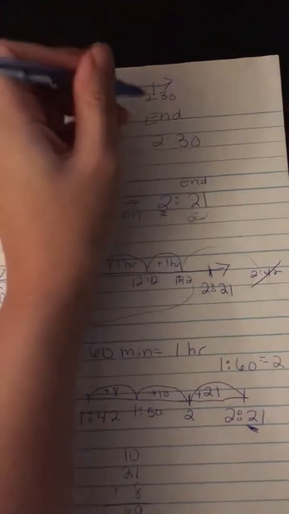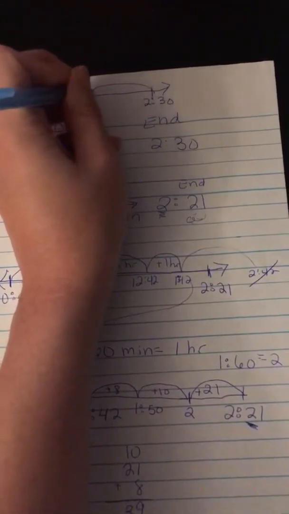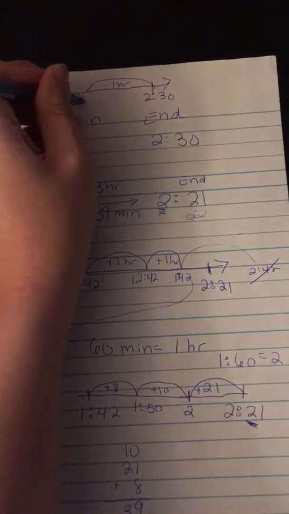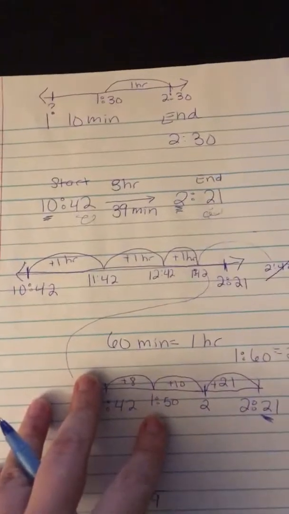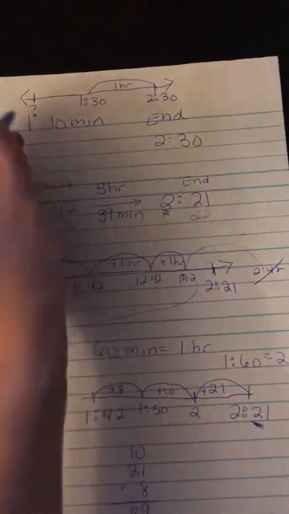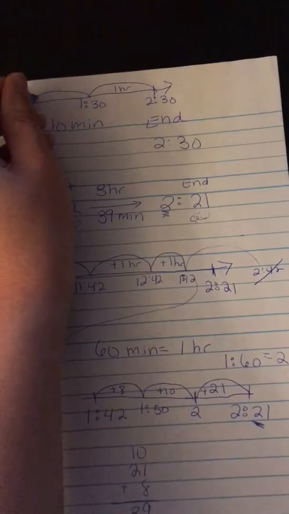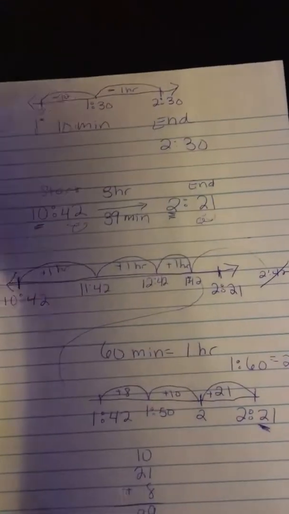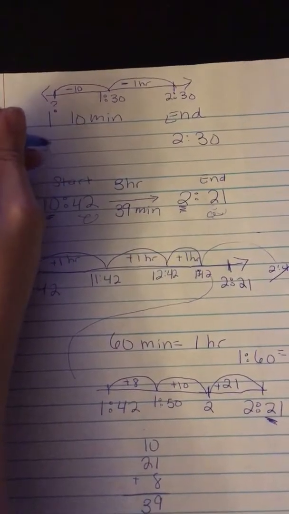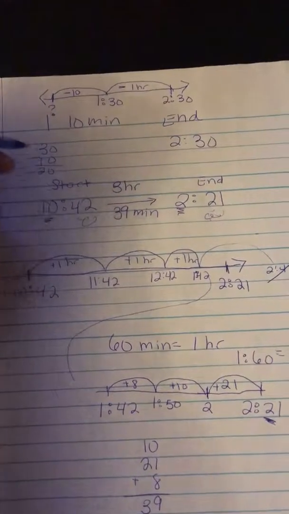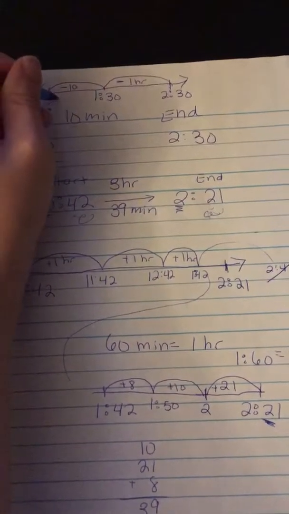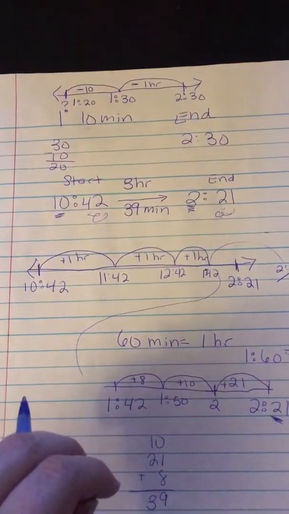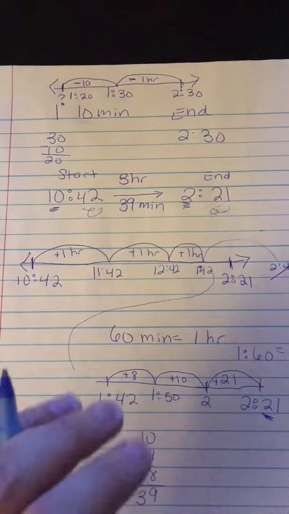Let's take away an hour. So we took away an hour. 1 hour. Now that's 1:30. Okay? Now I take away 10 minutes. Minus 10, minus an hour. So 30 minus 10 is 20. So I started it at 1:20. Okay? Now that can get a little complicated, but just work it out.